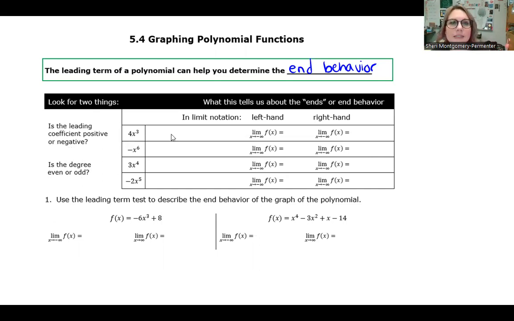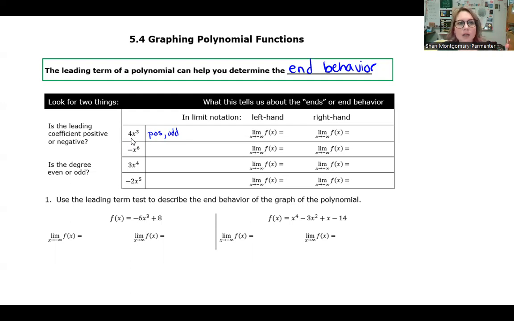So we're going to pretend like these are my leading terms, and we're going to identify those things. This first one, is that leading coefficient positive or negative? It's positive. It's a positive 4. So we would say it's positive. And then what would the degree be, even or odd? Odd.